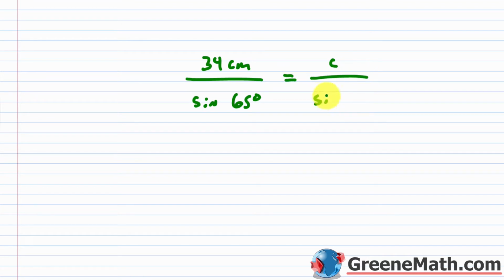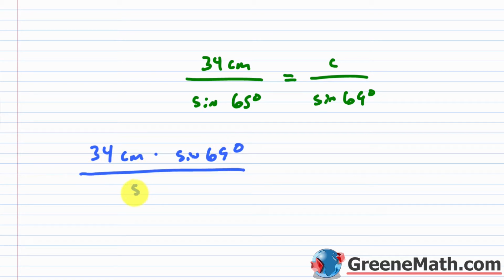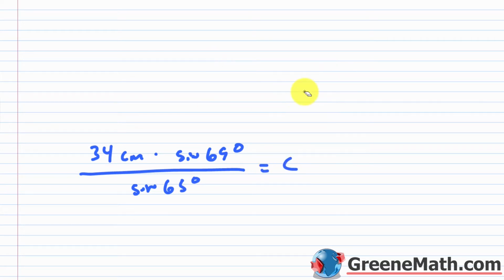over the sine of, what was our angle C? That was 69 degrees. So again, very easy to do overall. You're just going to multiply both sides by the sine of 69 degrees. So you're going to have 34 centimeters times the sine of 69 degrees over the sine of 65 degrees. This is what C is going to be. This would give me about 35.0231. If you want to go to the nearest tenth, we'll just say 35.